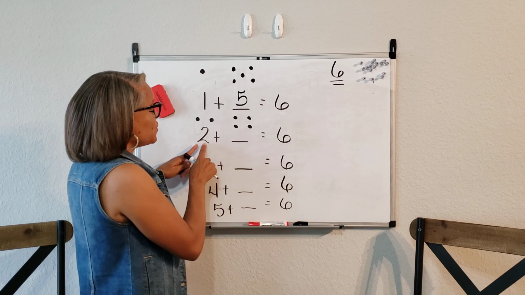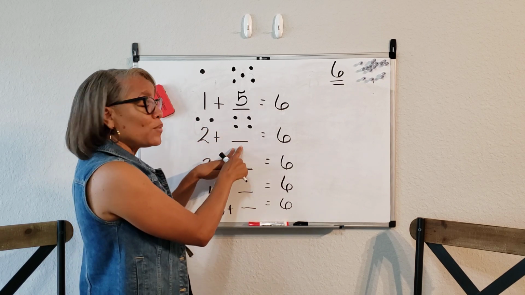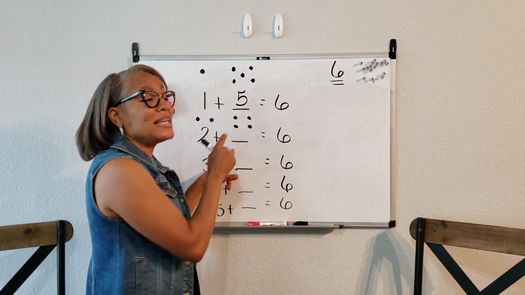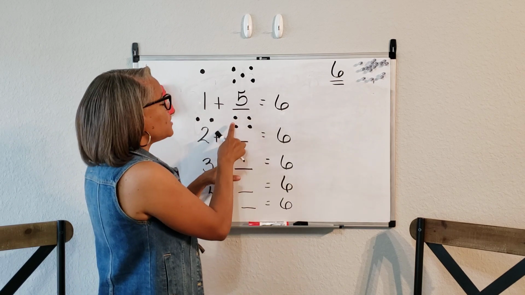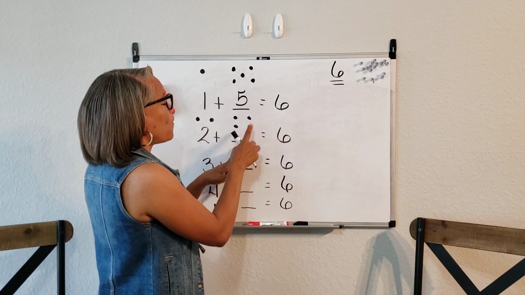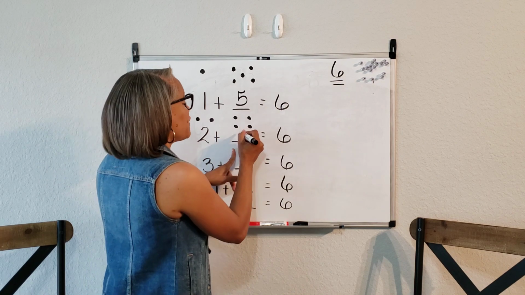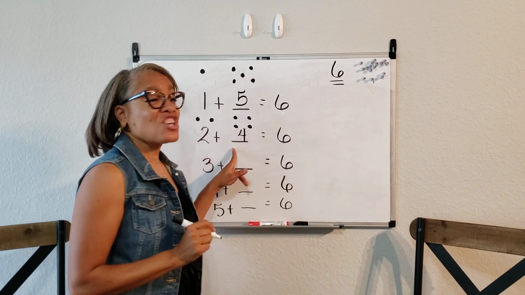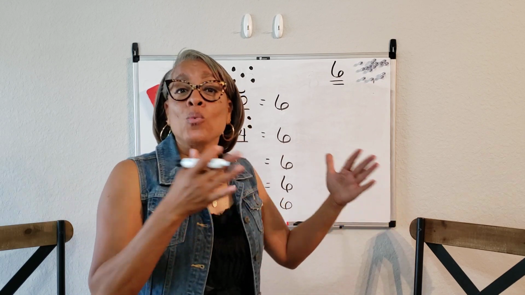So we have 2 dots here because it represents our addend. 1, 2. Now we need the addend for this one. How many more dots did we have to draw? Let's count them. 1, 2, 3, 4. So what number are we going to write? What's our second addend? 4. Very good.